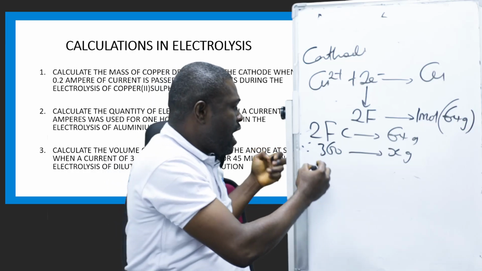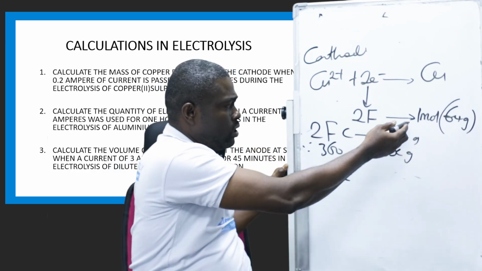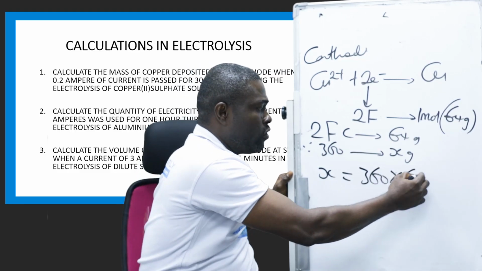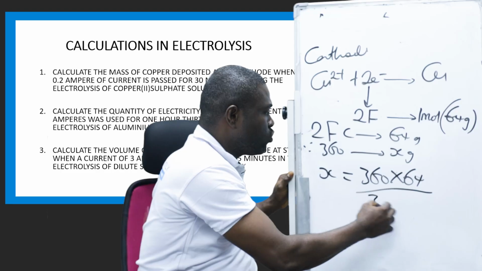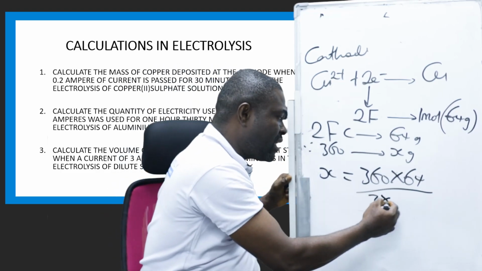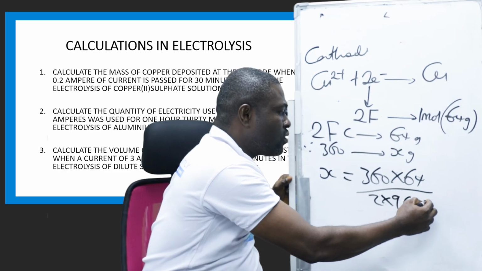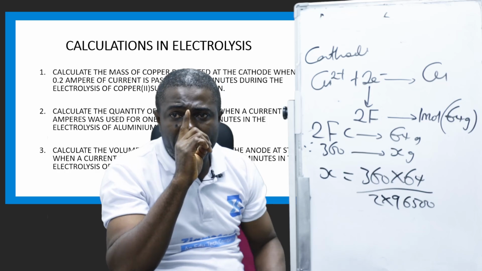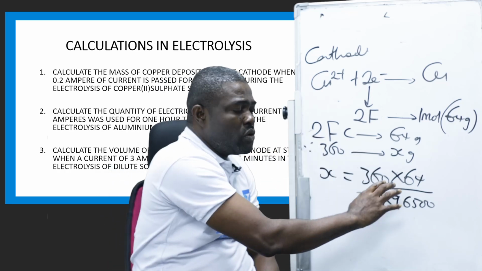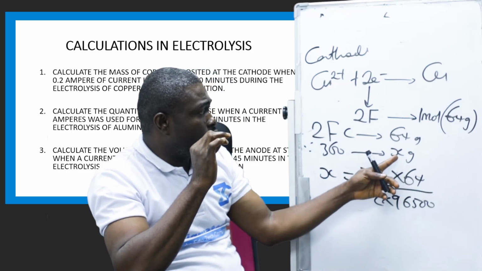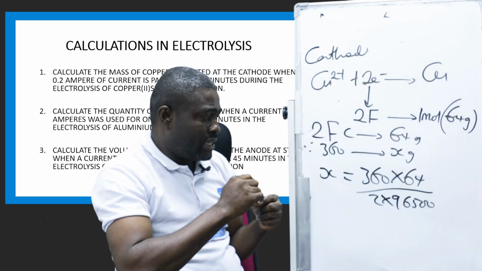How do you do that? S becomes equal to, like this, cross multiply. You have 360 times 64, all divided by 2 Faraday. But the Faraday itself is 96500. 96,500 coulombs of electricity is equivalent to 1 Faraday. By the time you calculate this, you will arrive at the mass of copper deposited at that cathode.